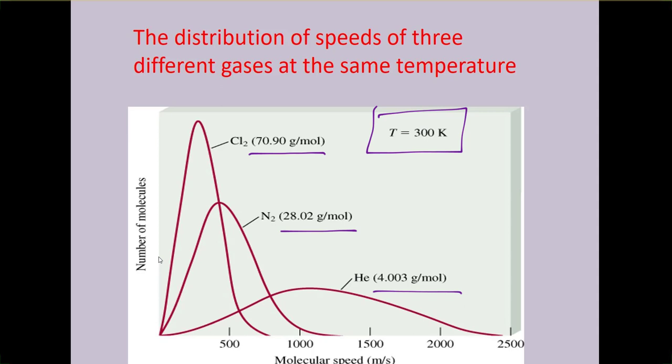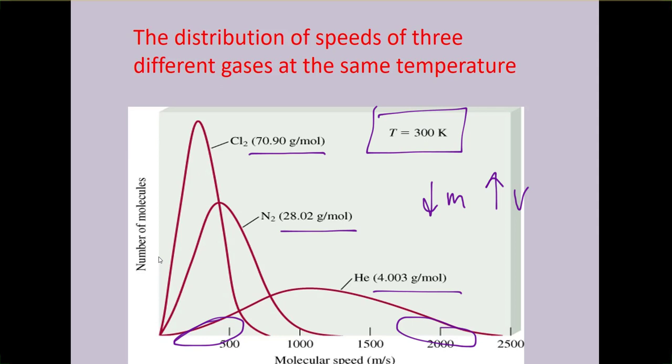In a distribution curve, you see that not all molecules are traveling at the same speed. For helium, I have some that are traveling really slow, and I have some that are traveling really fast. But we can see helium, compared to the other two gases, has more molecules traveling faster. And that is because it's such a small molecule. So again, the smaller mass will have a much larger velocity at the same temperature or at the same kinetic energy. Let's look at the other two molecules.